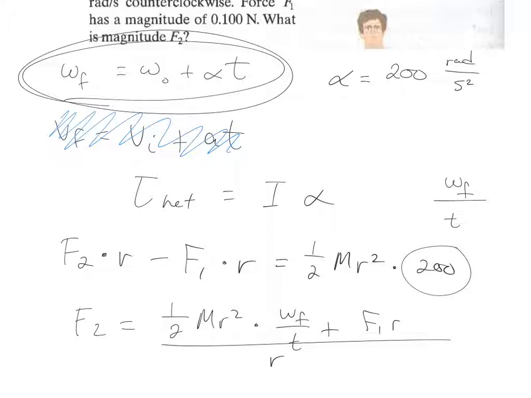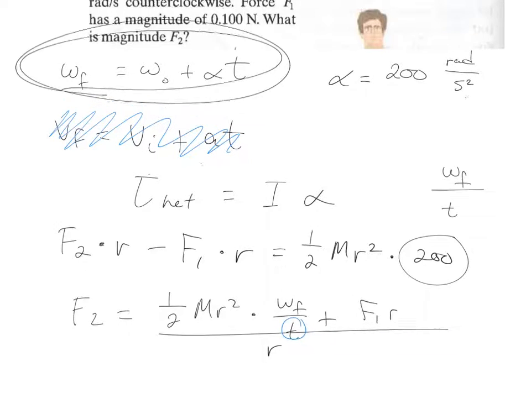And this little t is in the denominator right there. Okay, that's what it would look like in variables. You take this expression times the angular acceleration, which is omega f over t, plus F1 r, but adding it over, solving for F2, right? F2 is what I was looking for? So divide by r. Okay? All right. As a number, what do we get?